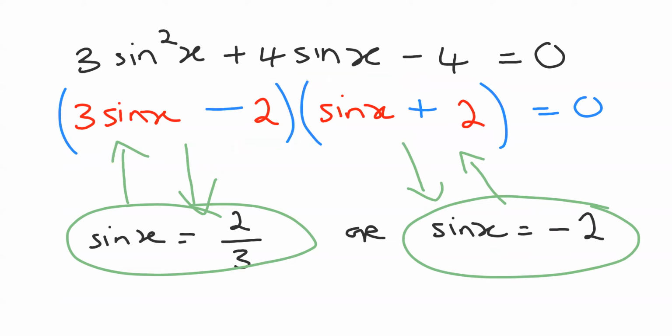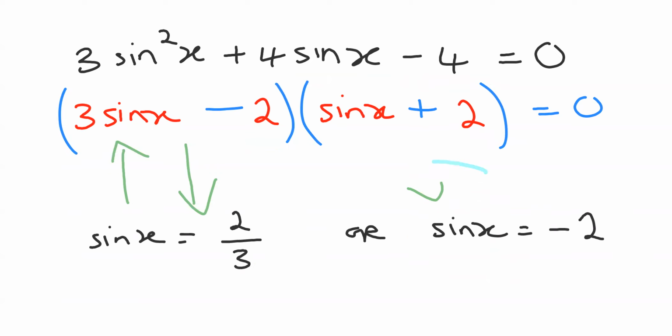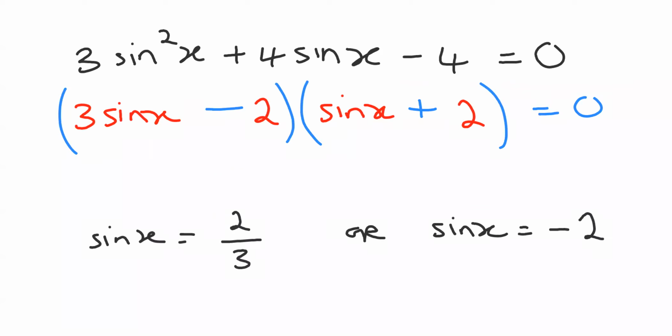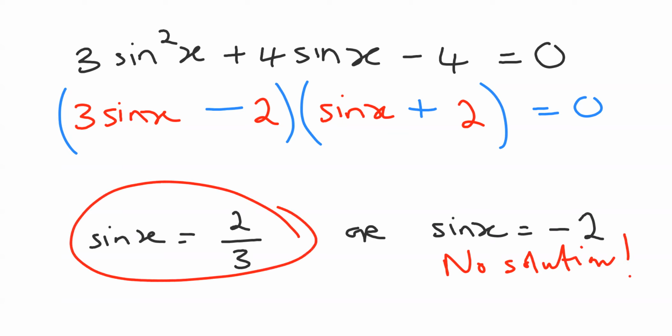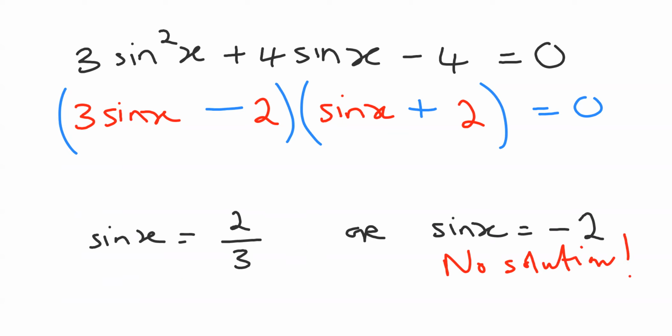Okay, now we need to still solve x. This is only sine x. Now already, I'm going to say that this one over here, we won't be able to find a solution for that. We won't be able to find a solution for that one. This one we will. And so I'll show you how to solve this one. But can anyone tell me why won't I be able to find a solution for this one? Why can sine x never be equal to negative 2?